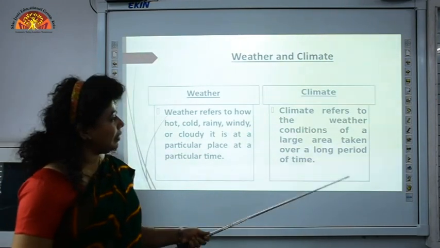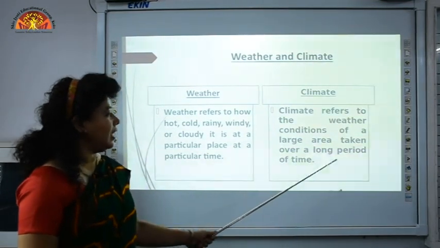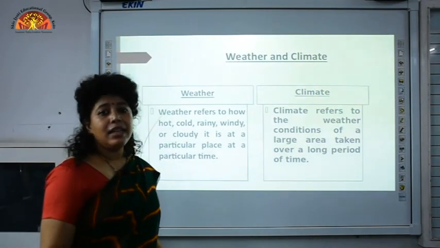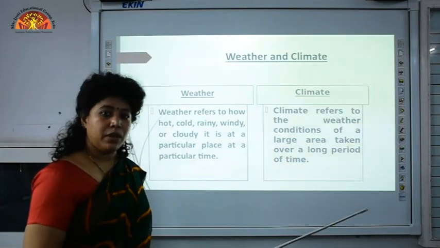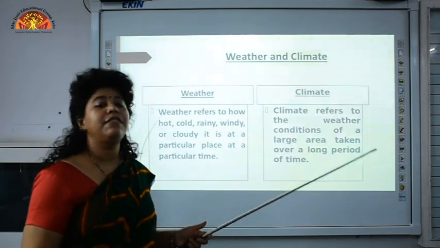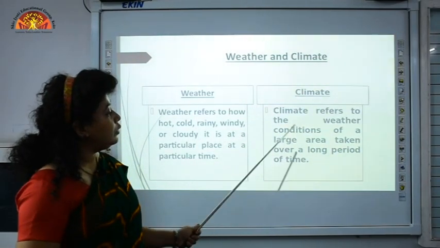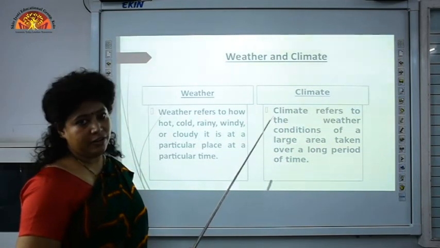And now what is climate? Climate refers to the weather conditions of a large area taken over a long period of time. For example, in the month of June, the climate in Karnataka is rainy because throughout the month of June the weather is rainy, and hence climate refers to a large area taken over a long period of time.